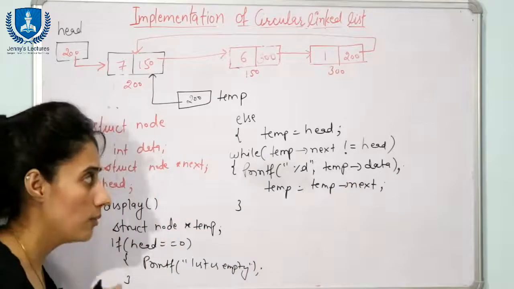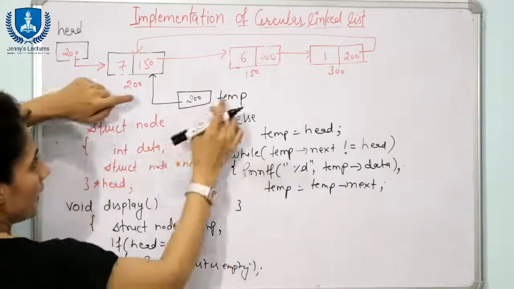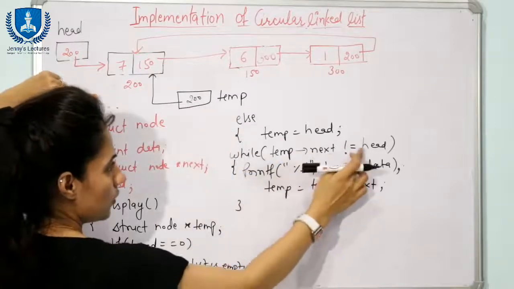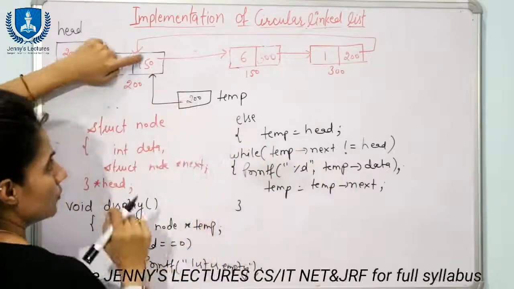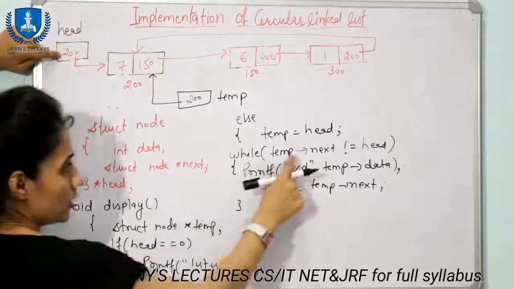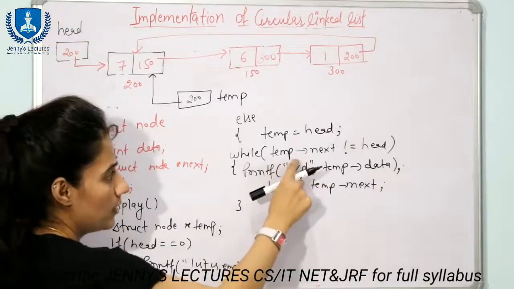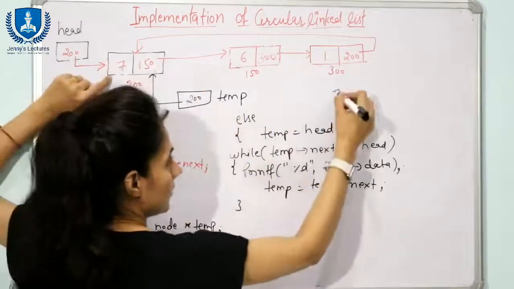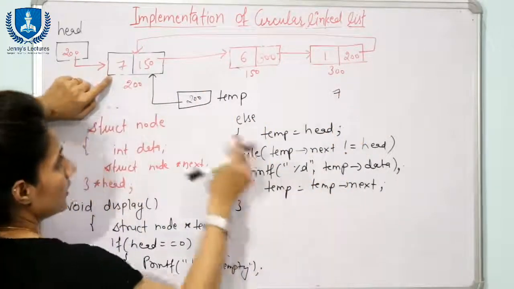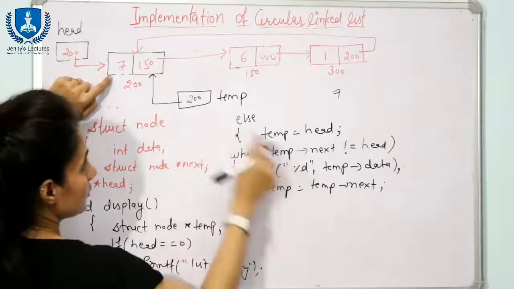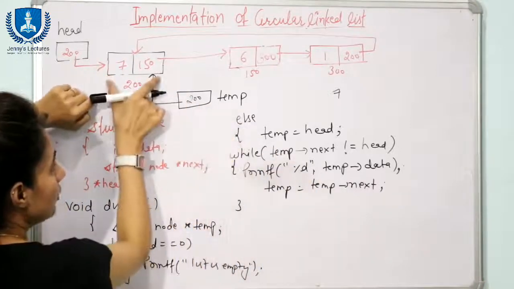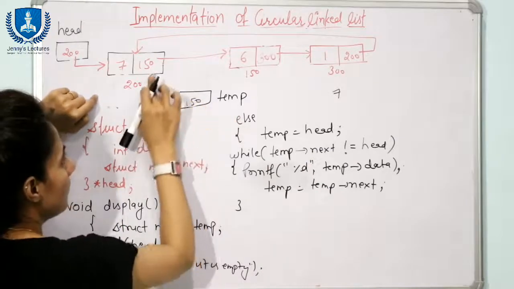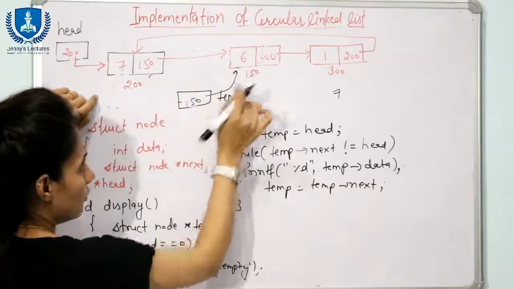Now here also one problem is there. See, what is that problem? At the start, temp is equal to head, meaning 200. While temp next not equal to head: temp of next is 150, and in head we have 200. So this condition is true. Fine. So we will enter into this loop and print temp of data. Temp of data means 7 would be printed, right? Now temp is equal to temp next. In temp next we have 150, so here we are going to store 150. So now temp is pointing to this node 150.